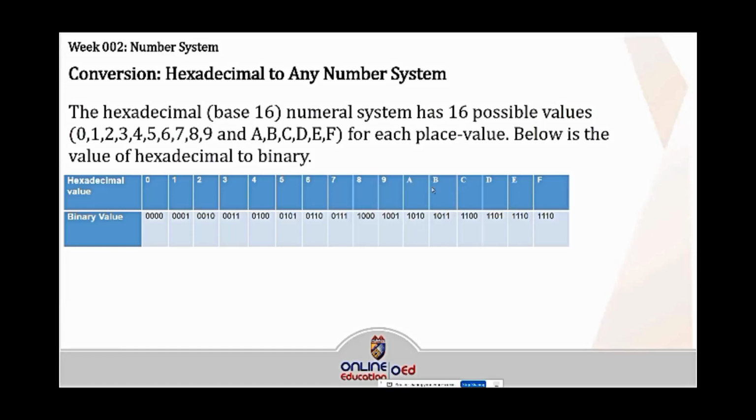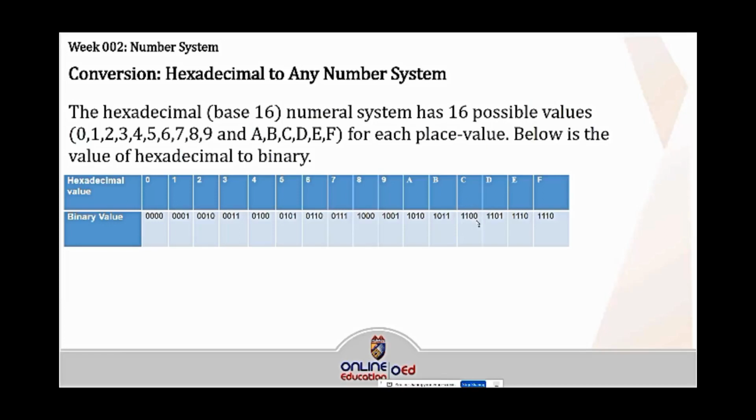Okay, next B is 11. So again, 8, 4, 2, 1. So to get the 11, 8 plus 2 is 10. Plus 1, it's 11. So therefore, 8 is true, 4 is false, 2 and 1 is true. So 1, 0, 1, 1. Okay? Next. So 10, 11, 12. Okay, this is 12. So 8 plus 4 is 12. So therefore, 8 and 4 should be true. We put 1. And then 2 and 1 should be false. So we have 1, 1, 0, 0.